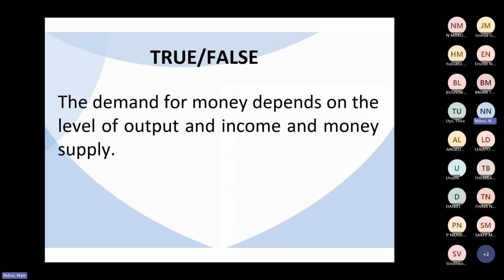So it's correct. The demand for money depends on the level of output and income. Is that statement true or false? It's false. Correct. The demand for money depends on the level of output and income and the interest rates, not the money supply. So you are correct.